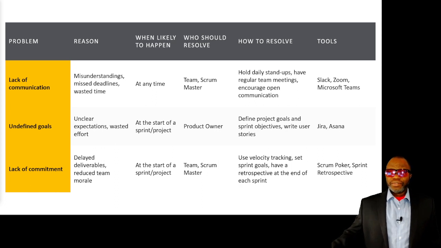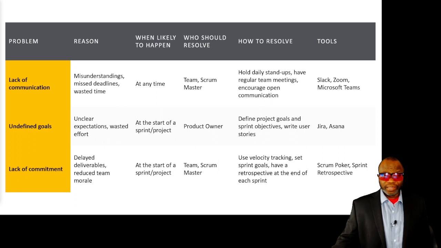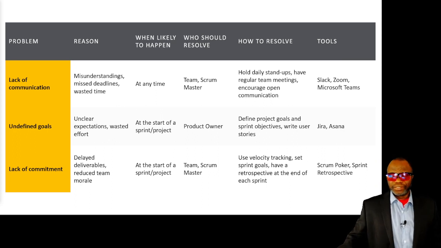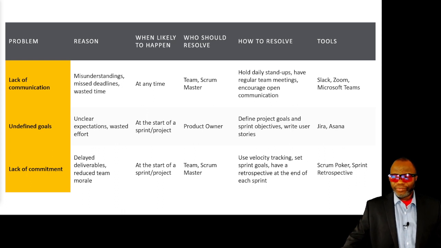Okay? So like I said, it can happen at any time, but we can resolve this in our dailies. We can talk about this in our dailies. We can encourage open communication. We can have those regular events, meetings, the dailies, and on top of that, refinement, everything else. The tools, you could use Slack, Zoom, Microsoft Teams.